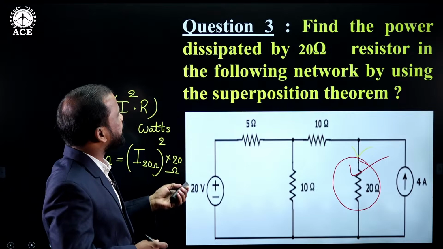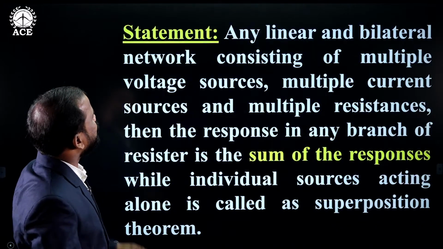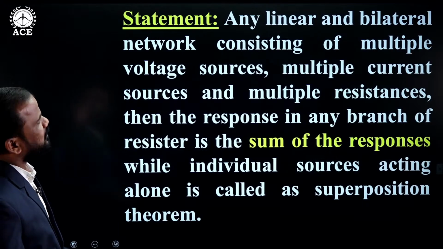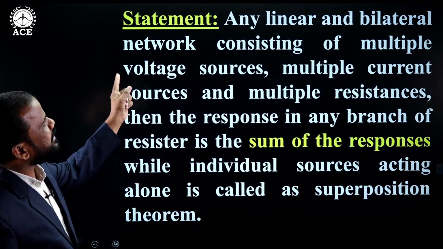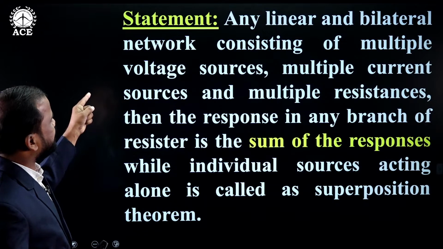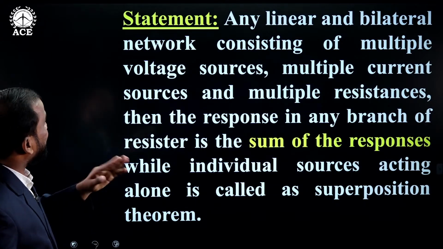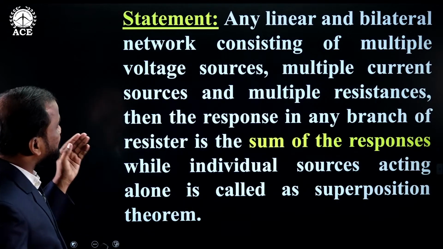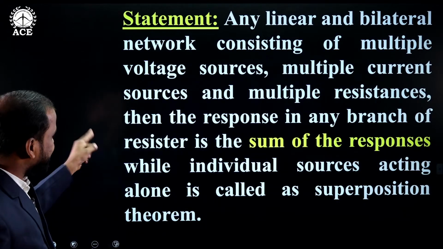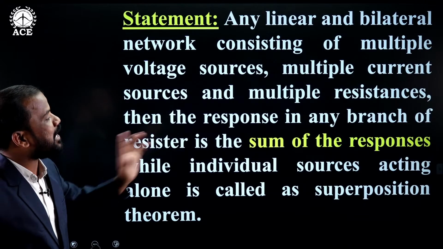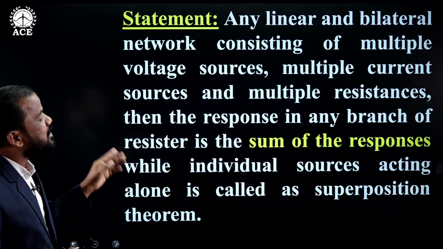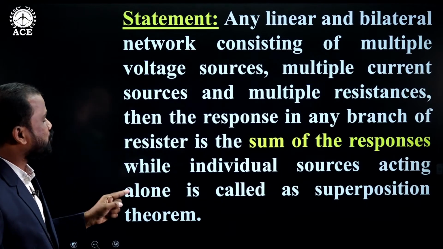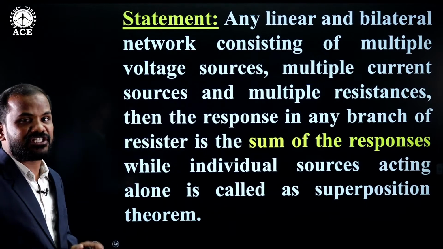Okay, now see here, this is the statement of the superposition theorem. Now read the statement. Any linear and bilateral network consisting of multiple voltage sources, multiple current sources and multiple resistances, then the response in any branch of a resistor is the sum of the responses while individual sources are acting alone, is called the superposition theorem.